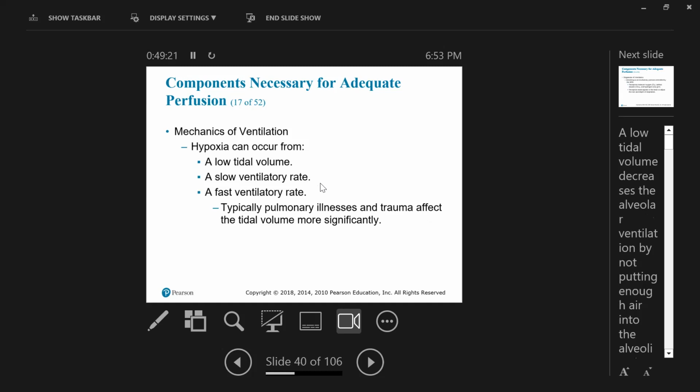Hypoxia can occur from low tidal volume, a slow ventilatory rate, or a fast ventilatory rate. A typical pulmonary illness and trauma affect the tidal volume more significantly. So if you have any type of trauma, like what they call paradoxical movement, when you have broken ribs, then you get affected.